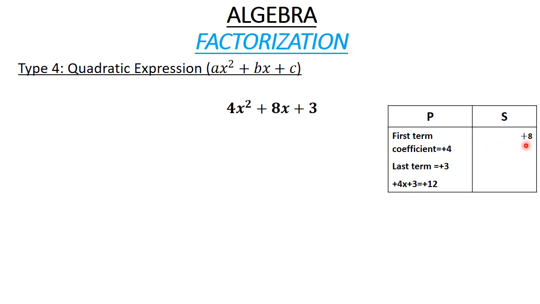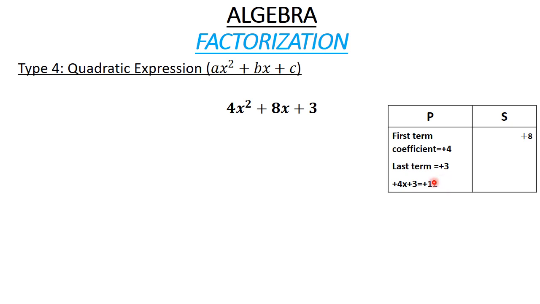So what are the two numbers? If multiplied, will give you positive 12. If added, will give you positive 8. So we think using the product. We're looking for numbers which are less than or equal to 12, which if multiplied will give you 12, and if added will give you positive 8. So let's try to think. Let's look for any numbers which if multiplied will give you 12.